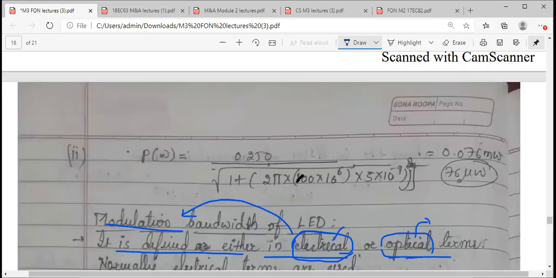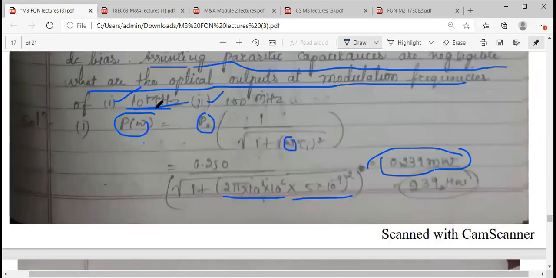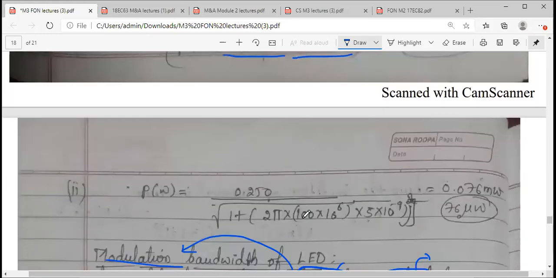Second, if you change the frequency, first case 10 megahertz, second case 100 megahertz. So use the same formula. Here only the frequency component will change. You will get 0.076 milliwatts.